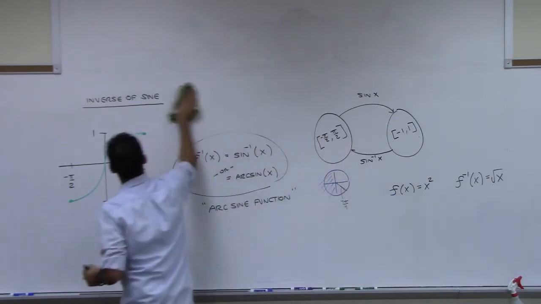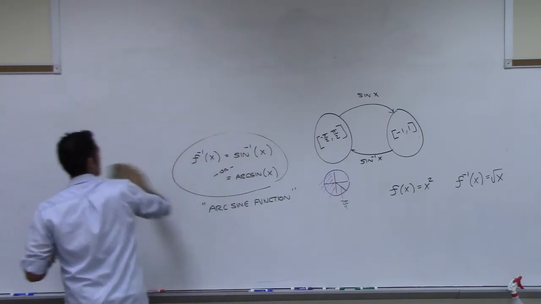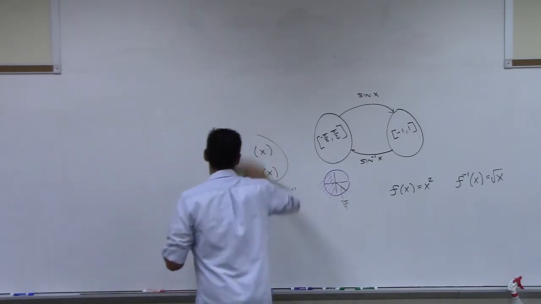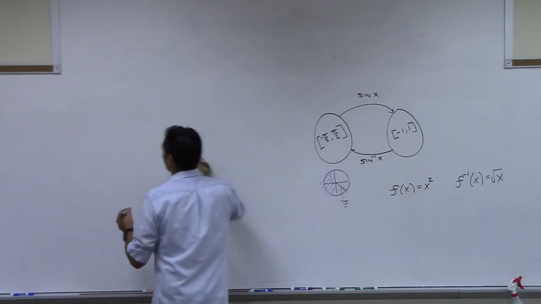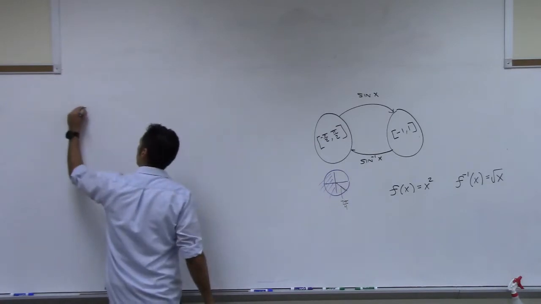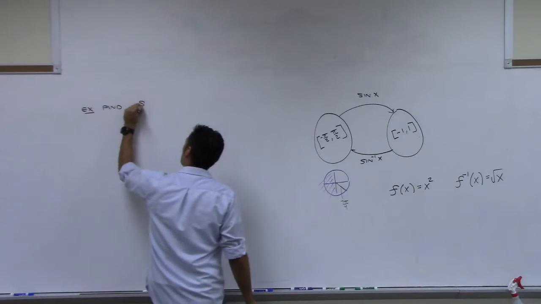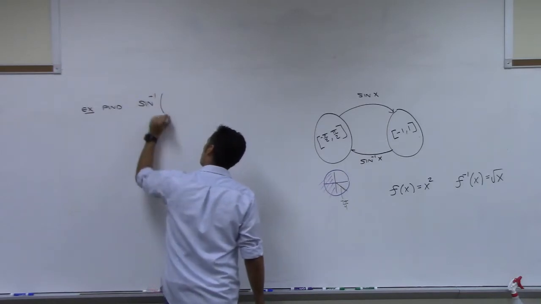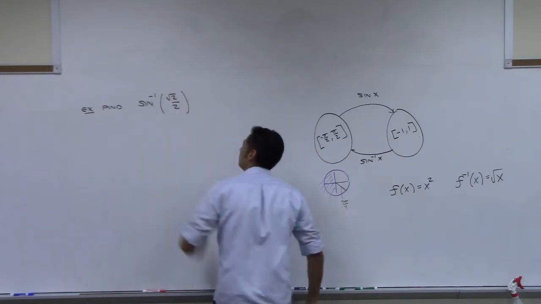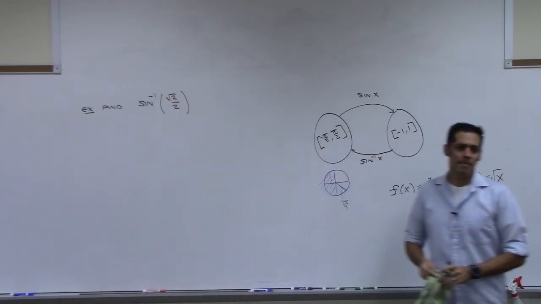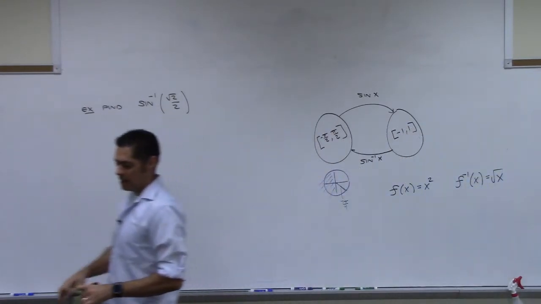All right. We'll start out with something I hope will be relatively easy. All right, first example. Find the inverse sine of root 2 over 2, without a calculator.